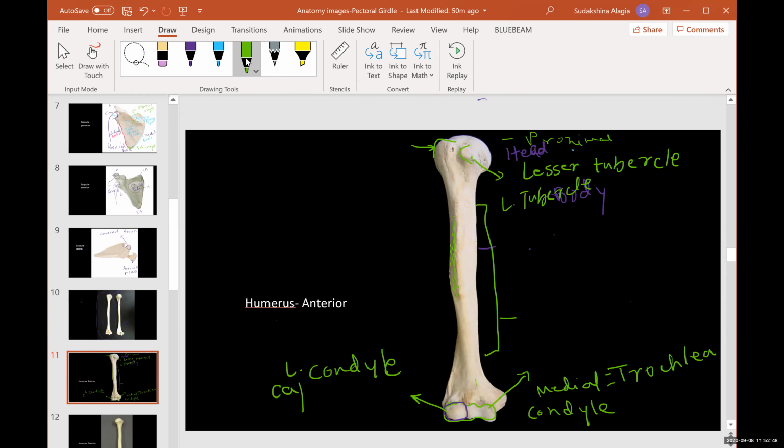This is referred to as capitulum. Only for humerus. For the rest of the bones, you can call them medial condyle, lateral condyle, medial epicondyle, lateral epicondyle. But here, it's given names.